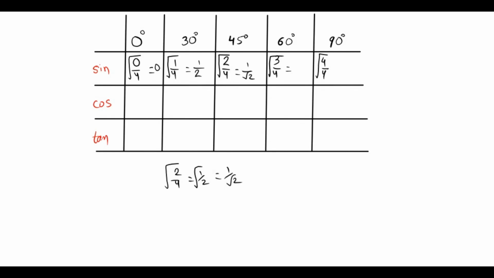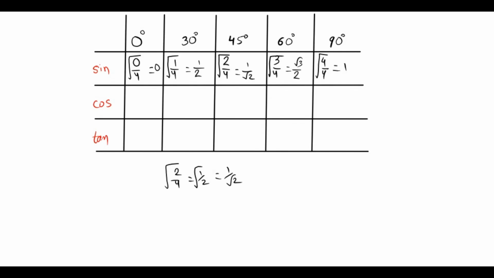Next we have root 3 over 4. Square root of 3 would be written as root 3 and root of 4 is 2. 4 over 4 is 1 and square root of 1 is also 1. So sine 90 degrees is 1. Now we have sine of all the special angles.